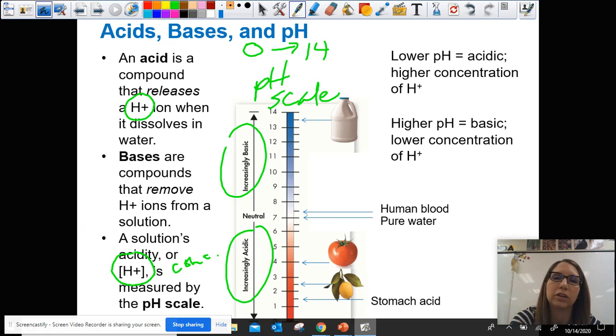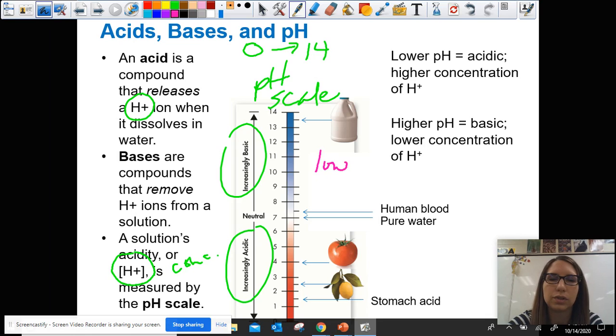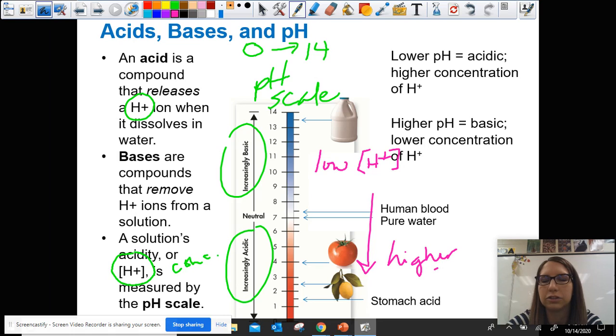Okay, so when we look at our pH scale, like on the screen in front of you, a low hydrogen ion concentration is actually going to be at the highest pH, right? So I could say here low hydrogen ion concentration, right? And here, as we get increasingly acidic, as we go from one end to the other, this is where we're going to have a higher hydrogen ion concentration.